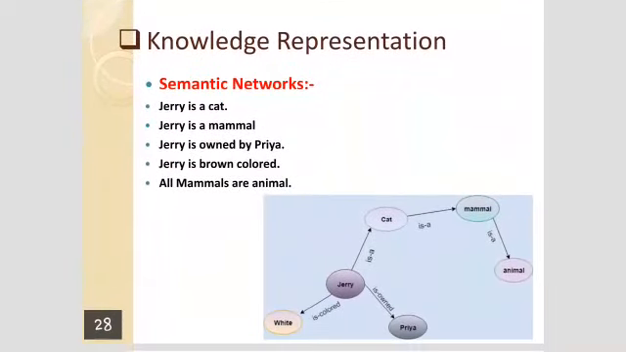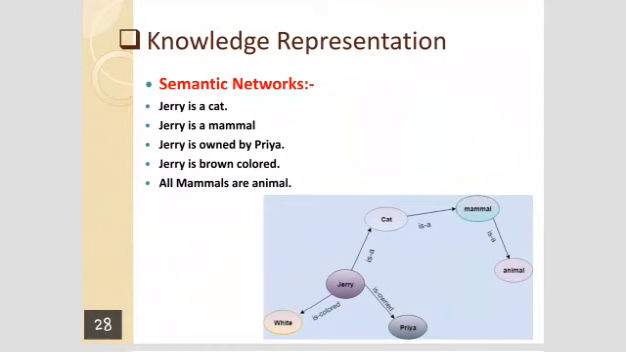Now an example of a semantic network. Jerry is an object. Jerry is a cat. Jerry is a mammal. Jerry is owned by Priya, so the owner of Jerry is Priya. Jerry is brown colored, so the color of Jerry is brown. And all mammals are animals.